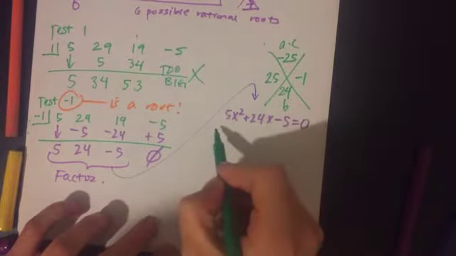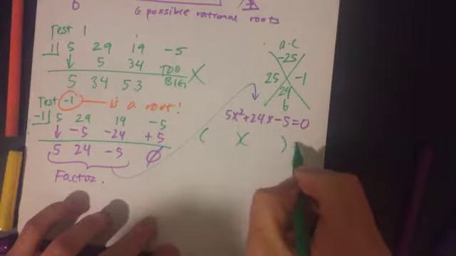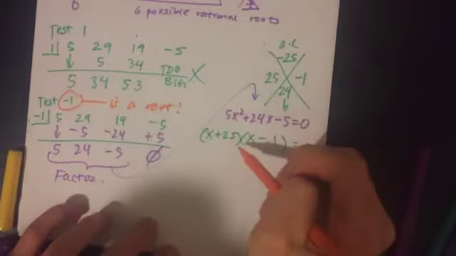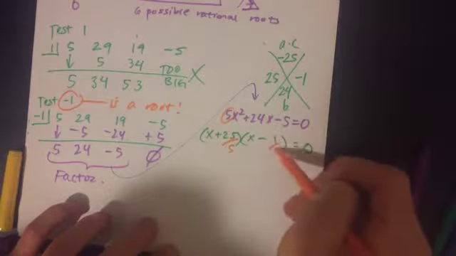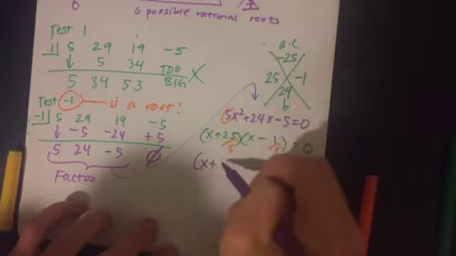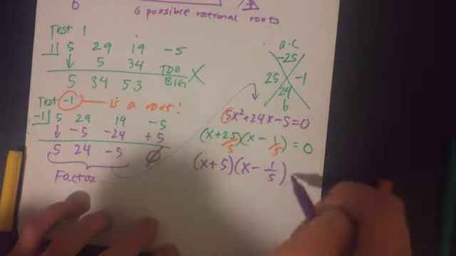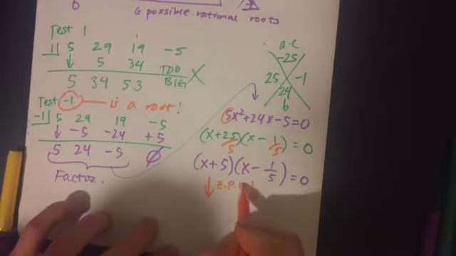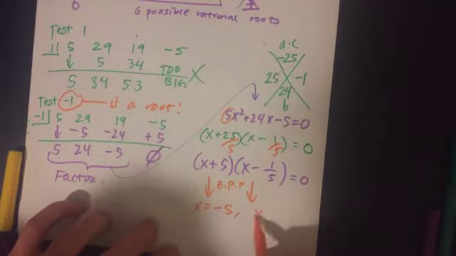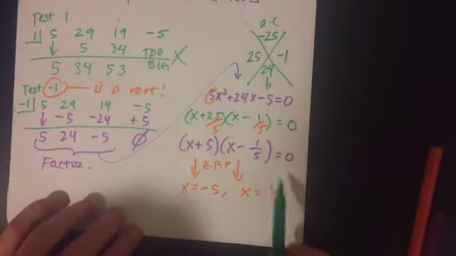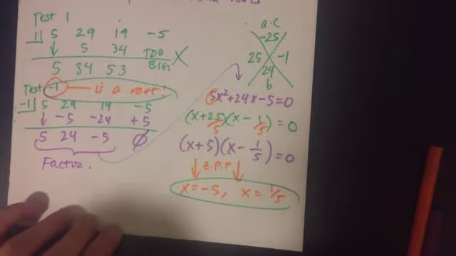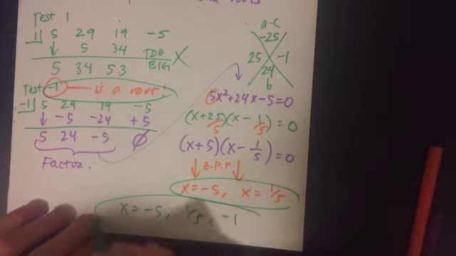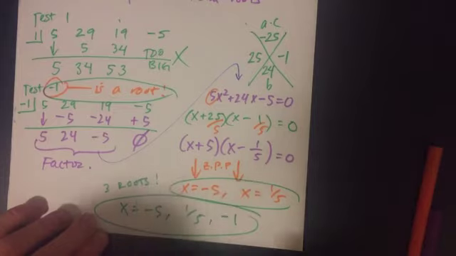Don't forget to slide and divide. So it'll look like this: x plus 25, x minus 1. But wait, dividing by 5 because of this number. So this becomes x plus 5, x minus 1/5, which, using the zero product property, I get x equals negative 5 and x equals 1/5. So these are my 3 roots: negative 5, 1/5, and negative 1 are my 3 roots. Ta-da!